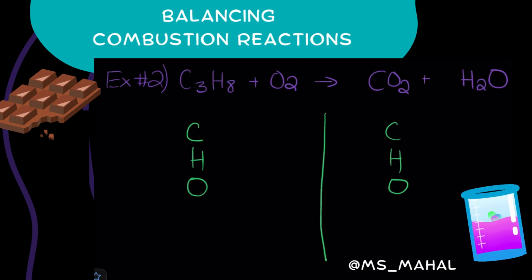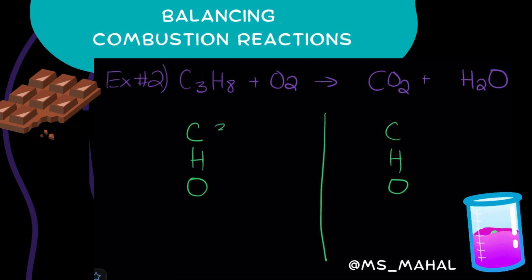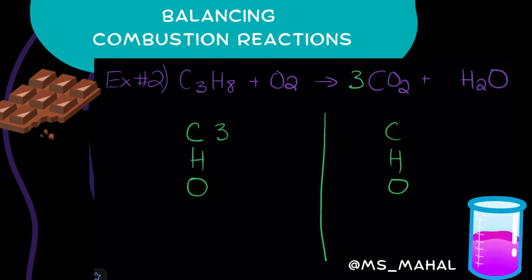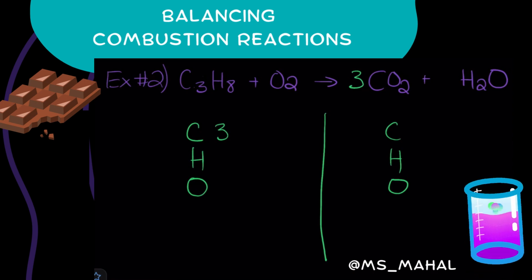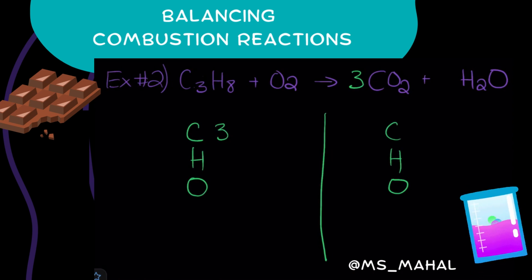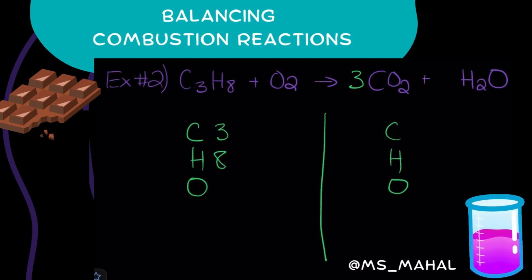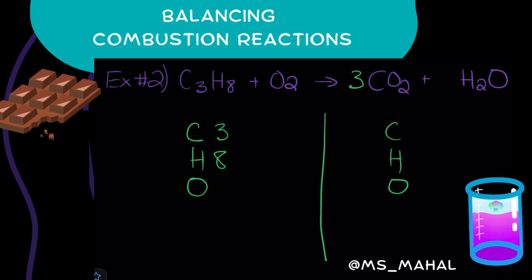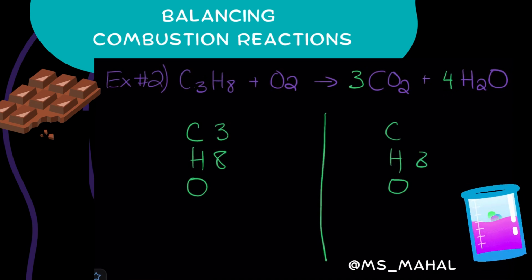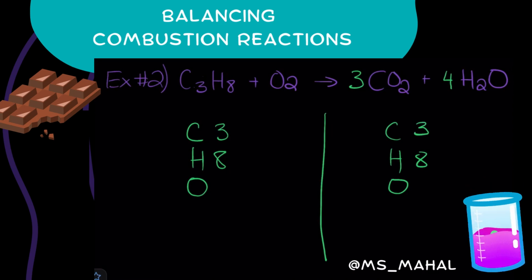All right, so if I look at my carbons on the left, I have 3 of them. And on my right, I only have 1, so we need to add a coefficient of 3 to this. Then the next thing I need to balance is my hydrogens. Well, on the left, I have 8, and on the right, I have 2. So I'm going to want to add a 4 in front of this, right? Because 4 times 2 is 8. So now my carbons and my hydrogens are completely balanced.